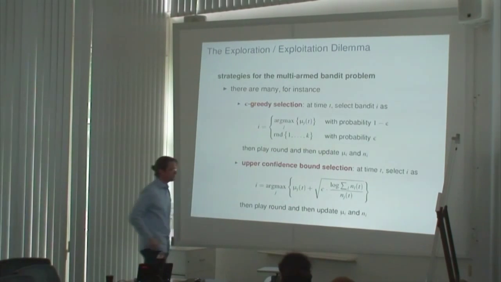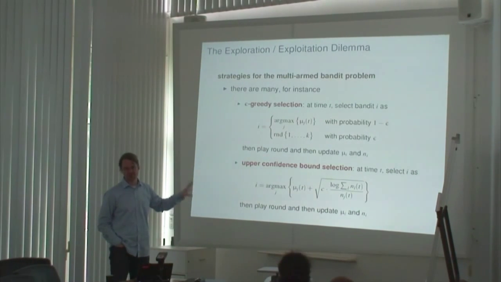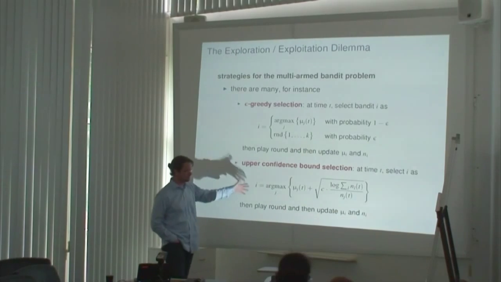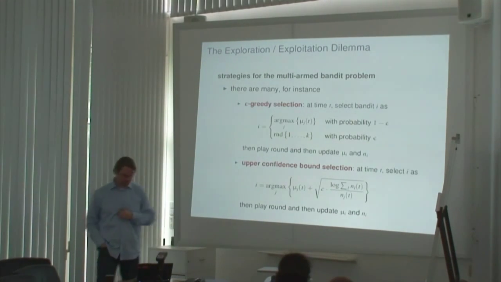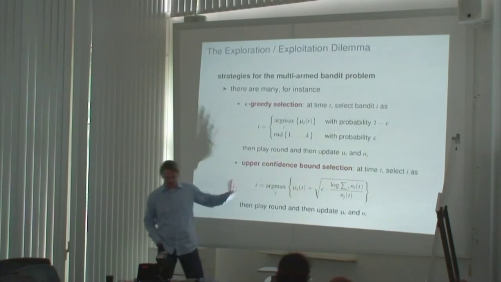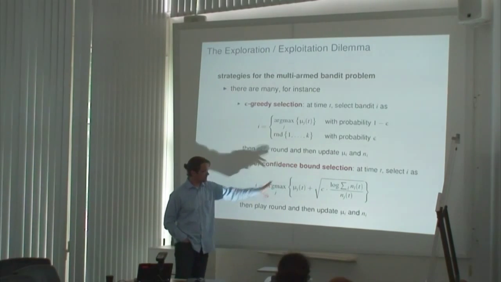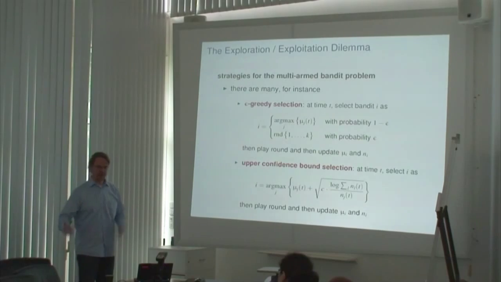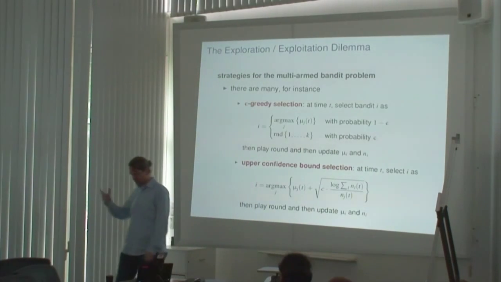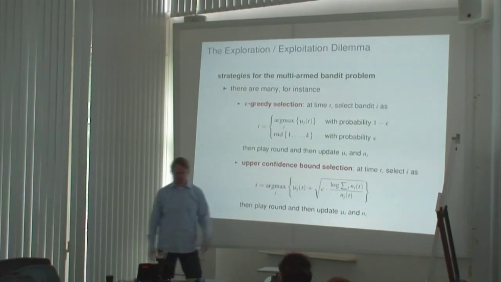This one is called upper confidence bound selection, and I'm not going into the mathematical details here. This is beyond what we can do at a master's level, I guess. But here is an algorithm for selecting the next bandit. We basically go for the arg max over the set of these expressions here. We select a bandit according to this decision function, play the round, update our estimate of the expected reward for that bandit, and update the number of times we have played that bandit, and then rank the bandits again, and choose the maximum one again.